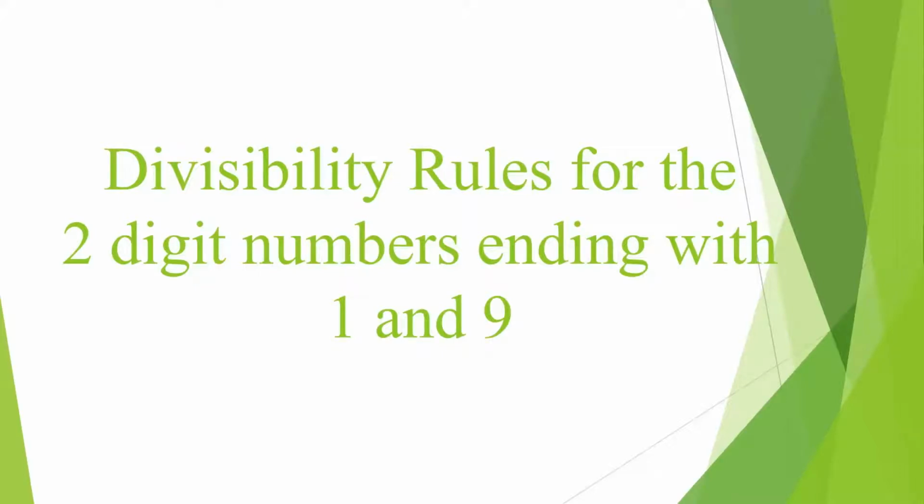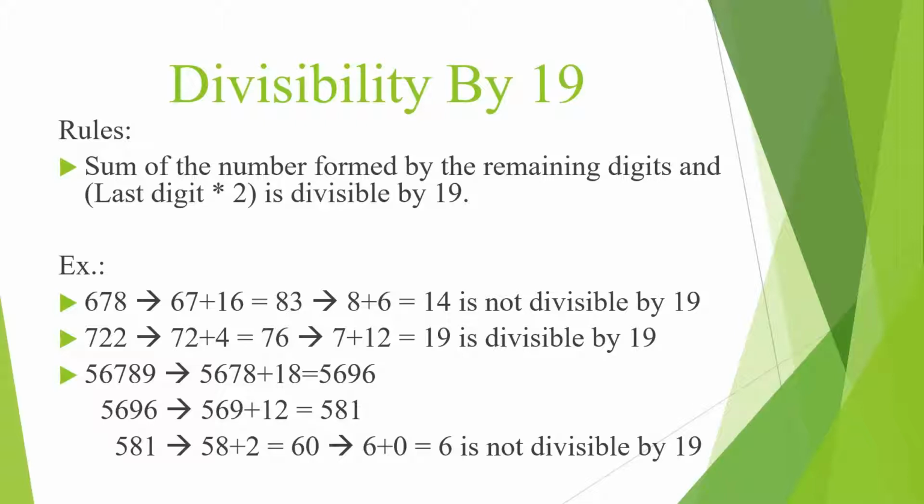Now we are going to see the divisibility rules for all the two-digit numbers which are ending with 1 and 9. Let us consider the number 19. For 19, we have to ignore the last digit and consider the remaining digits, and the last digit multiplied by 2 should be added to the remaining digits, and that sum should be divisible by 19. If it is divisible by 19, then the whole number is divisible by 19.